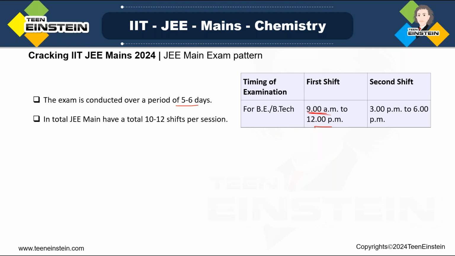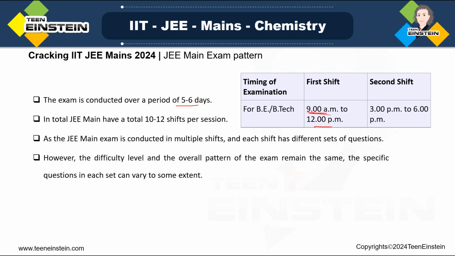So you can understand for all these shifts there will be different question papers. As this exam is conducted in multiple shifts, each shift has different sets of questions, but obviously the difficulty level, and if you consider the overall pattern, it will remain the same, because ultimately students will be judged on the same level. Okay, so suppose you are in one shift and another student is in a different shift, you will get different questions, but difficulty level and overall pattern will be the same, but specific questions will obviously vary to some extent.